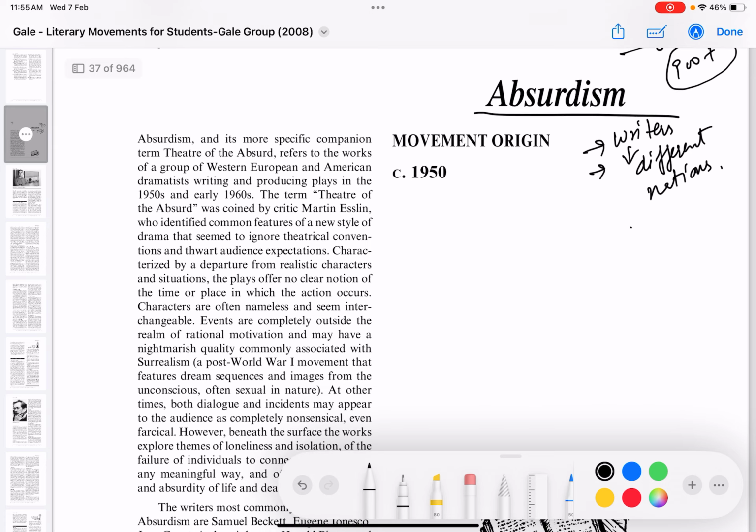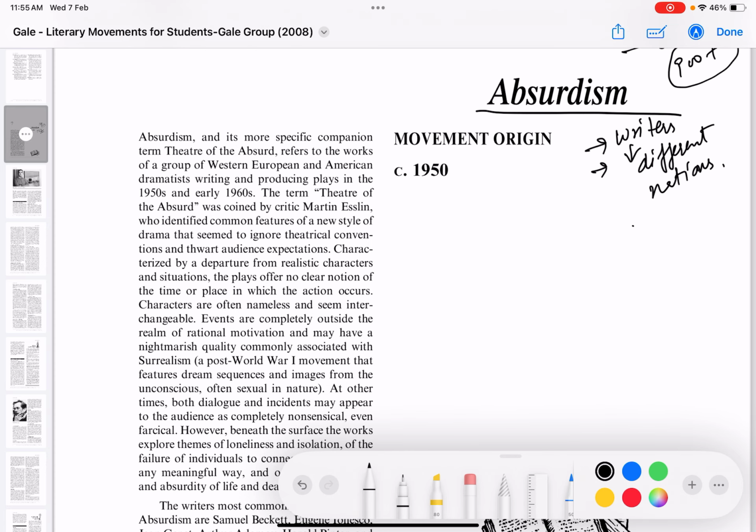Now, what is this term absurdism? As the keyword itself suggests, absurd. You know, when we say something is absurd, we mean that it is meaningless, something which is nonsensical, right? Ridiculous. These are the connotations that this word carries. Ridiculous. Just ignore the spelling.